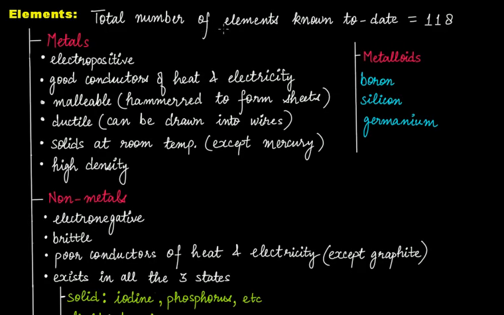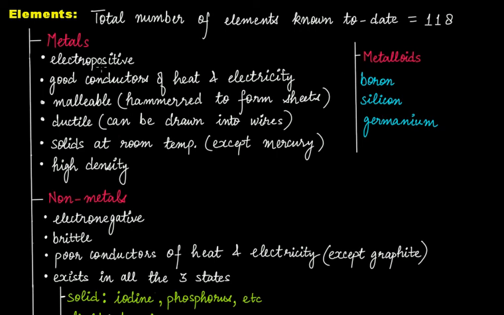Total number of elements known to date is equal to 118. Elements can be divided into three different groups: metals, non-metals, and metalloids. Metals are electropositive in nature, that is, they donate electrons. Non-metals, on the other hand, are electronegative in nature, that is, they accept electrons. Metalloids act both as metals and non-metals. Examples are boron, silicon, and germanium.